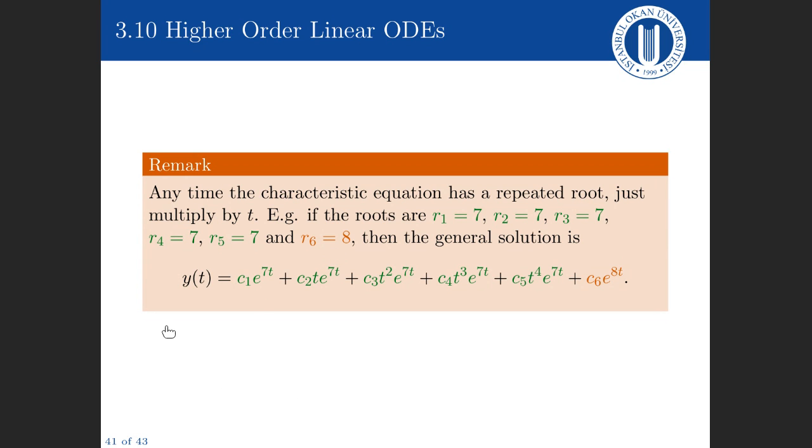First, of course, we have C1 e to the power 7t. Okay, this is what we expect. The second root is repeated, so we multiply by t. C2 t e to the power 7t. But then the third root is also 7. So again, we multiply by t. C3 t squared e to the power 7t. And then the fourth root is also 7, multiplied by t. The fifth root is 7, again multiplied by t. And then the sixth root is 8, so just C6 e to the power 8t.